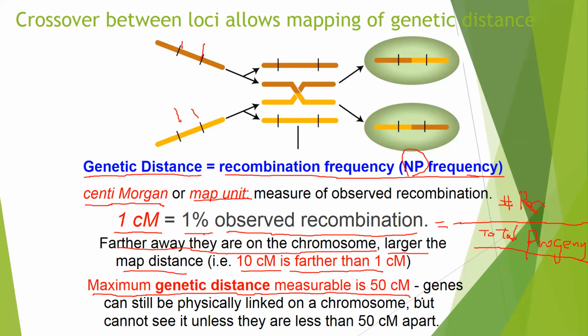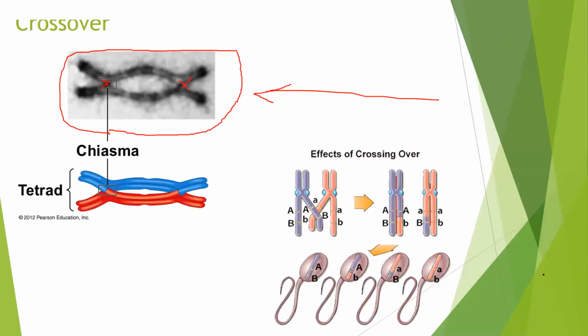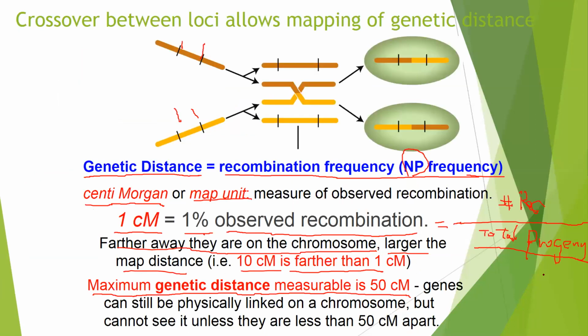Of course, the maximum genetic distance between any two genes will be 50 centimorgan. Why is that? Because if these two genes are unlinked, if they are independently assorted, the percentage of the recombinants from that cross will be 50%. We just learned this before. So that's the maximum; for any genetic distance between two linked genes, this measure will be less than 50 centimorgan, right?